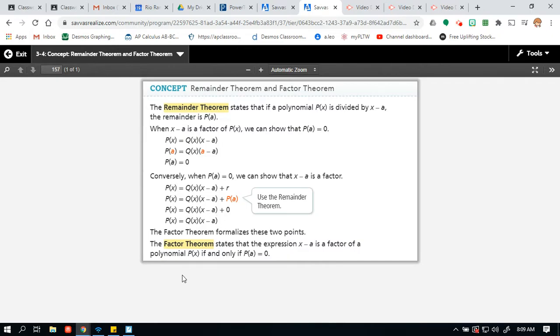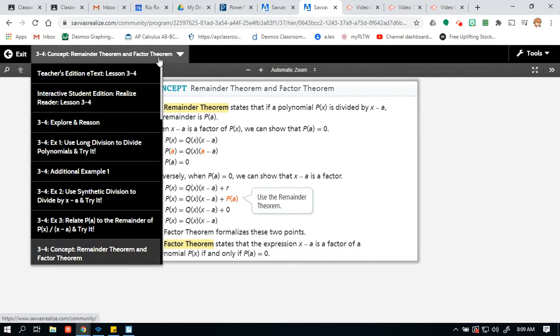The factor theorem formalizes these 2 points. The factor theorem states that the expression X minus A is a factor of a polynomial P of X, if and only if P of A equals 0. So again, you cannot have a remainder for it to be a factor. If you have a remainder, it is not a factor or a 0 or a solution of our problem.